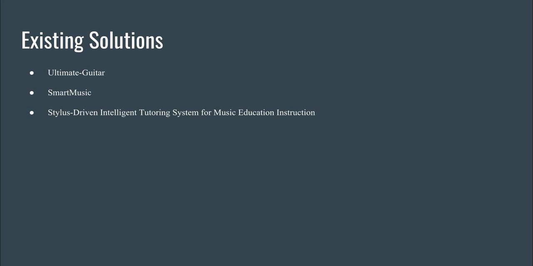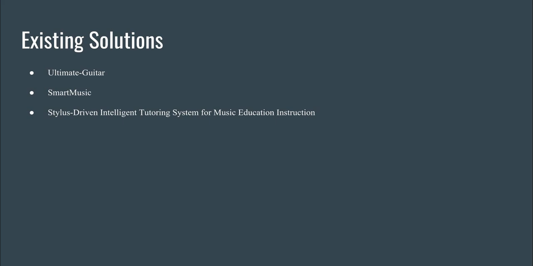Ultimate Guitar is a well-known website used for helping students learn to play songs on guitar. It is not an intelligent tutoring system, but is definitely a good resource for students trying to learn how to play guitar. The website provides tabs to the user to help them learn to play a song. The website also provides a paid tool that will allow the user to adjust a tempo and have the song played along with them.